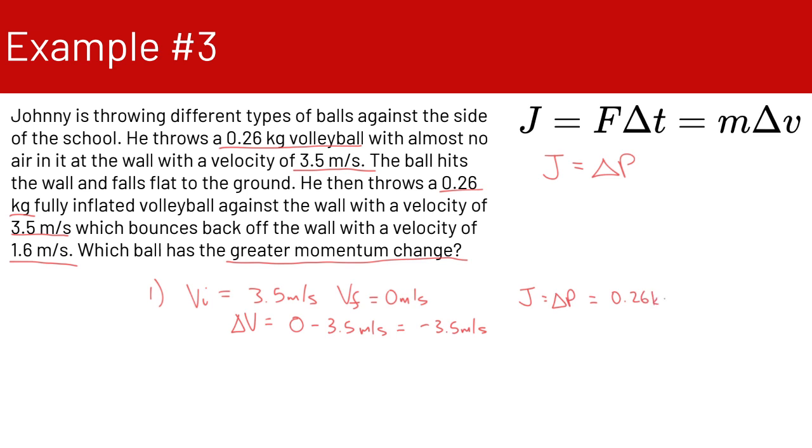So our impulse, or delta P, is equal to 0.26 kilograms times negative 3.5 meters per second, which gives us a delta P of negative 0.91 Newton seconds, or kilogram meters per second.